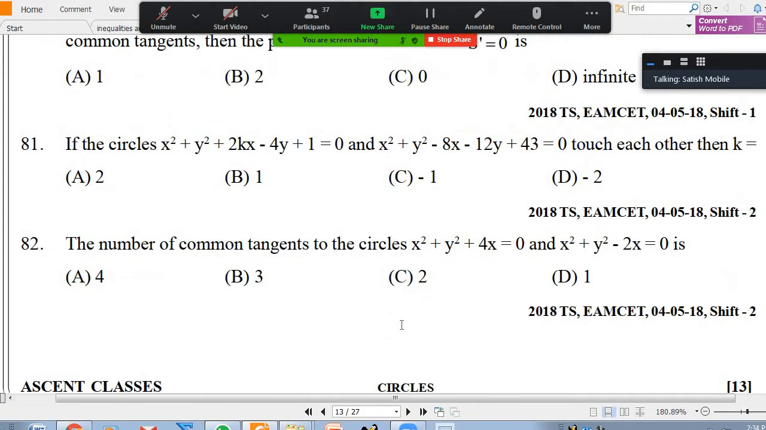Sir, then two circles will be there. Two answers will be there. Yes, two answers can be there because one may touch internally, one may touch externally. Or when you use the distance formula, mod is there, so two answers can come. All right. Okay. 82. Anybody doubt?